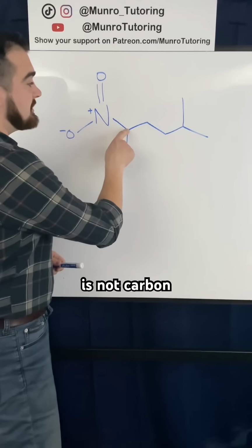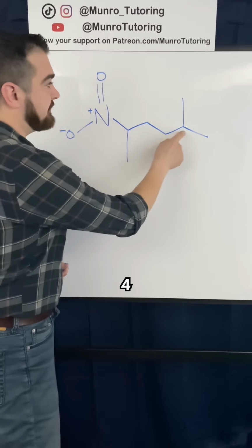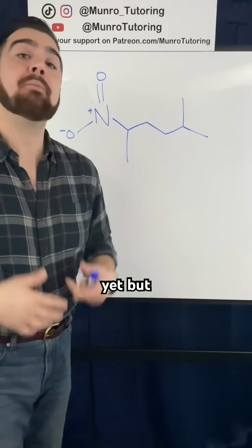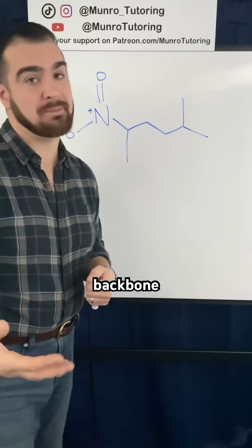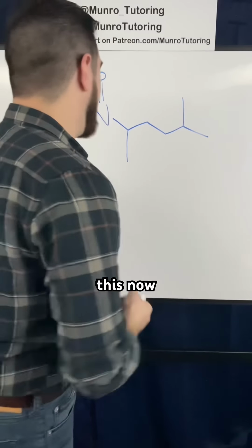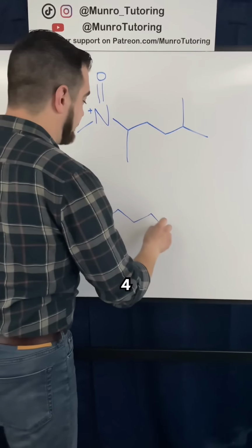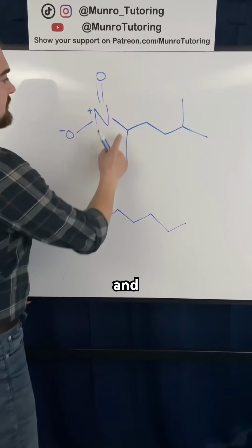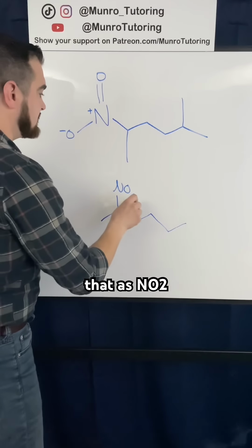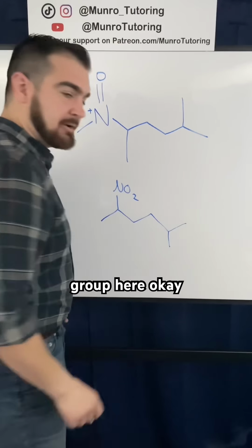So this is not carbon 1. What we really have are 1, 2, 3, 4, 5, 6 carbons. We don't know if we're going to number this as one or this one yet, but we know that there's a 6 carbon backbone. So that gives us hexane. And we can actually redraw this now, and we can say if we have 1, 2, 3, 4, 5, 6 carbons, and 1 in from the end, we have a nitro group. So we can just rewrite that as NO2. And then 1 in from the other end is a methyl group here, okay?